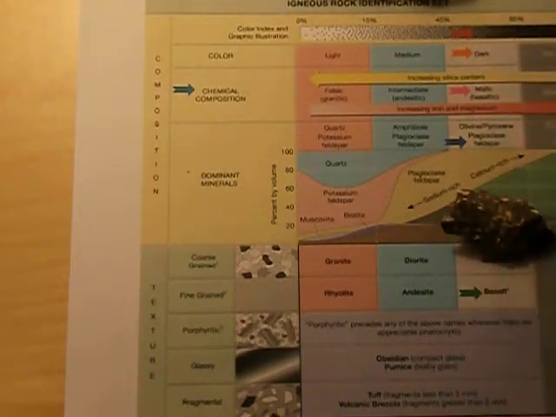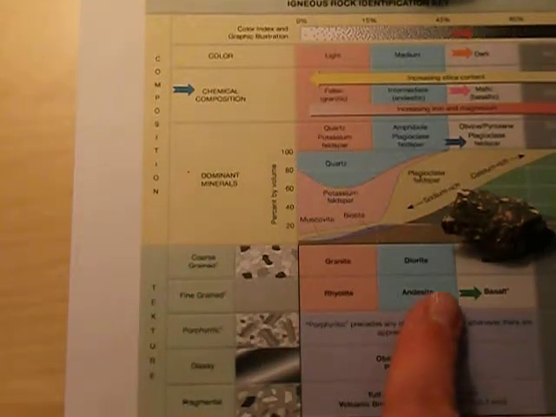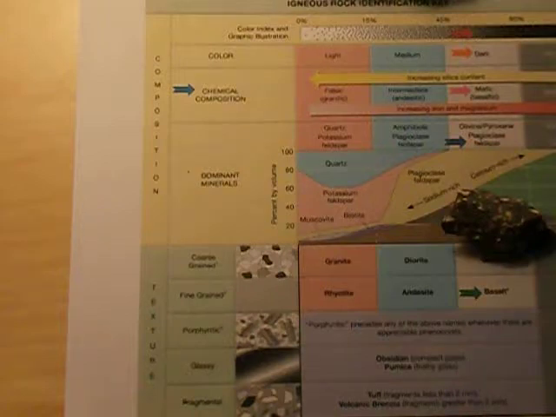If I move down, we've got two choices. We've got either coarse-grained or fine-grained. I would call this one fine-grained because I don't see visible crystals in it. The other word for this in geology is aphanitic.